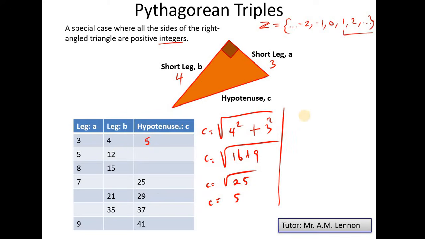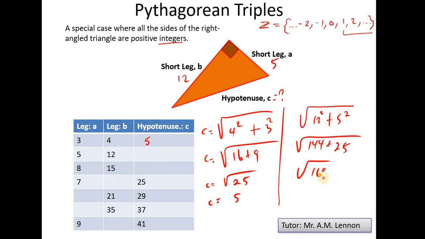Let's find the next one. Again, we're going to use the square root of, I'm going to do the plus, since we recognize we have the short sides. So one short side is 5 units, the next one is 12 units, and we want to find the hypotenuse. So we're going to square 12, square 5, add them, and we get 144 plus 25, that's 169, and the square root of 169 is 13. And this is the hypotenuse.